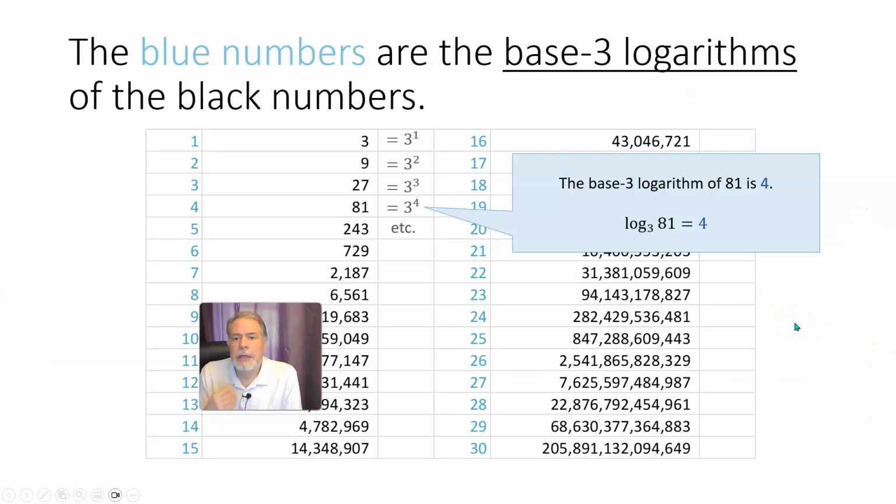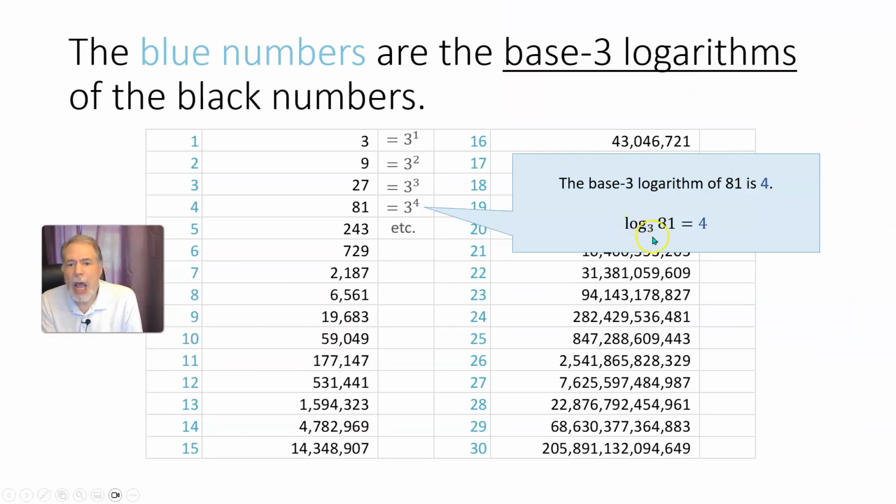So let me make sure we know how the notation works. The base 3 logarithm of 81 is 4. That means 3 to the 4th power is 81. And the way you would write that is you could say that the log to the base 3, that is log with a little subscript 3, of 81 is 4. So that's how you would write the base 3 logarithm of 81 is 4. You'd write log with a little subscript 3, and then 81 equals 4.